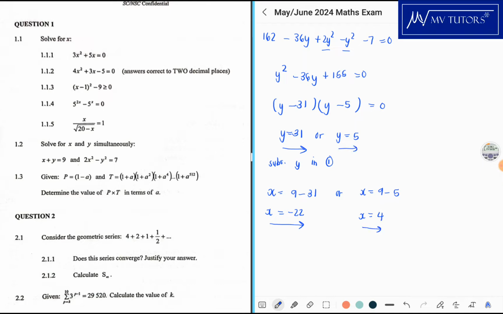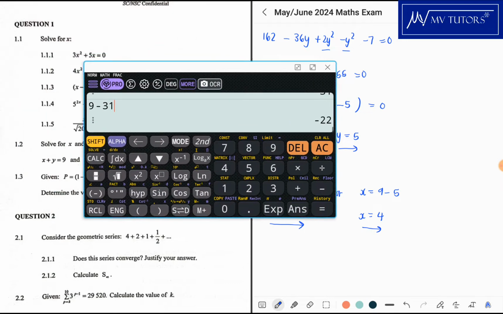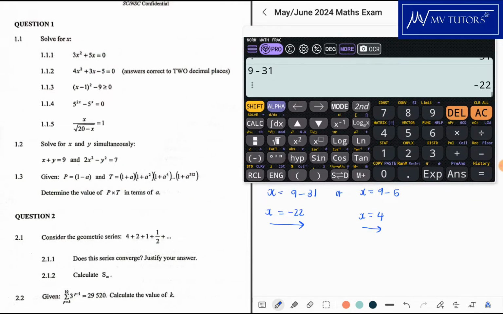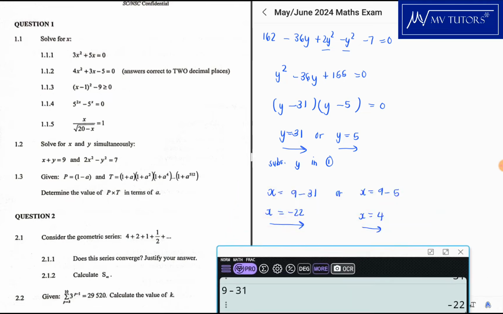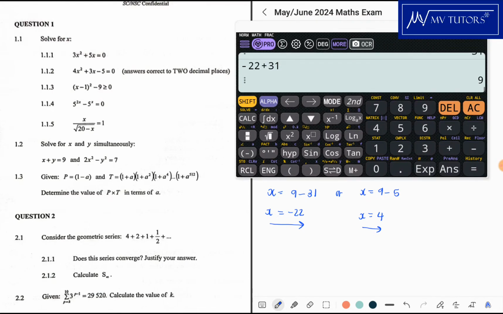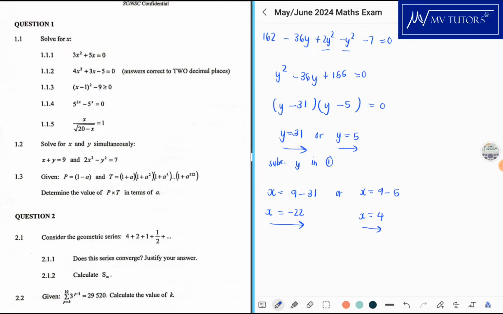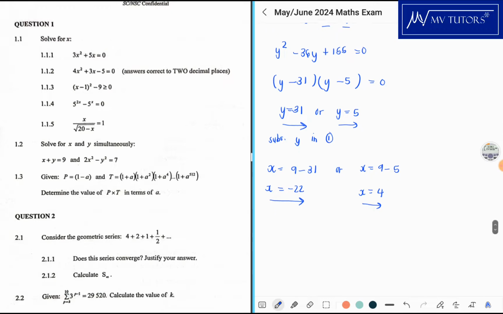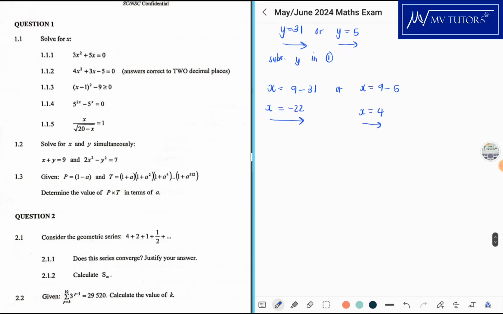At this point, you can check, right? If I say x plus y, so my y here is 31. Okay, let's start with the x. So if I say x, negative 22 plus y, I get 9, right? Which is true. And if I say 4 plus 5, obviously that's 9. So yeah, the answers actually do work. So I can confidently move on and finalize question 1.